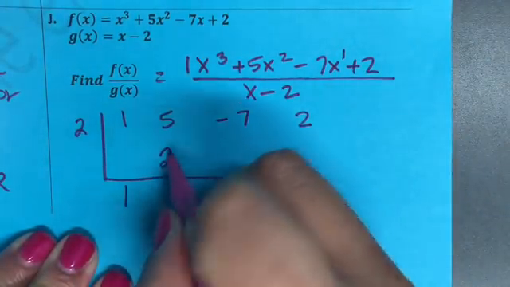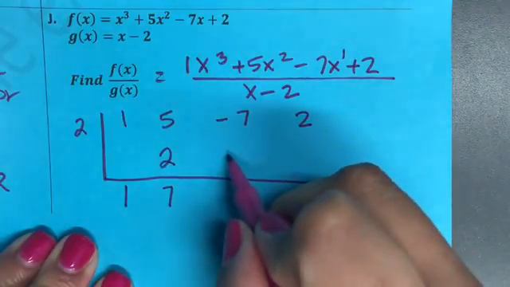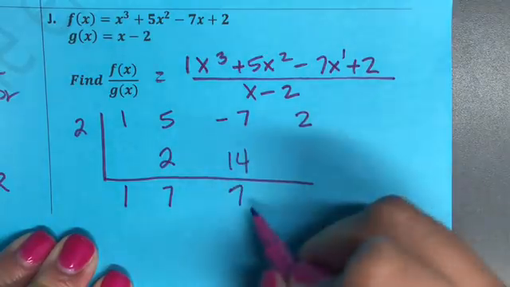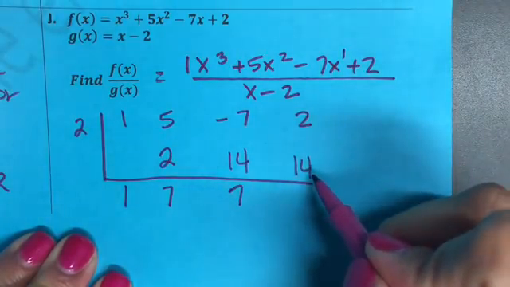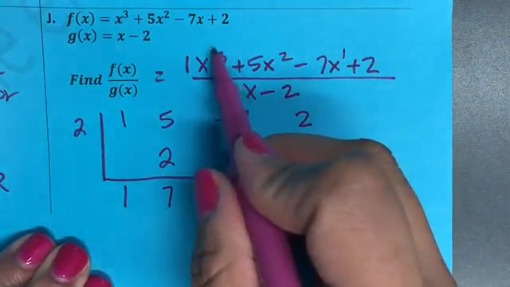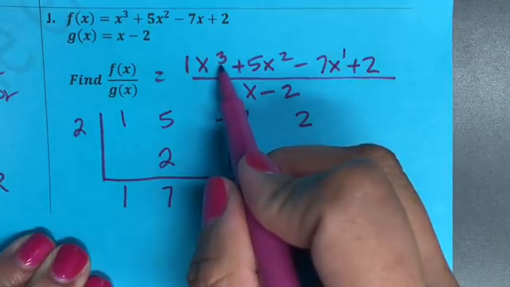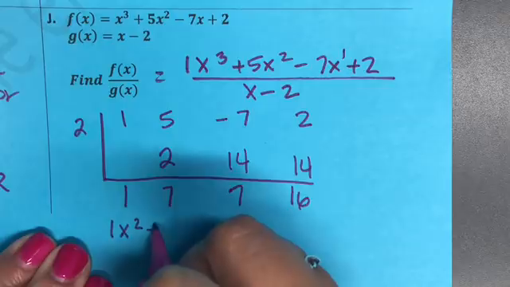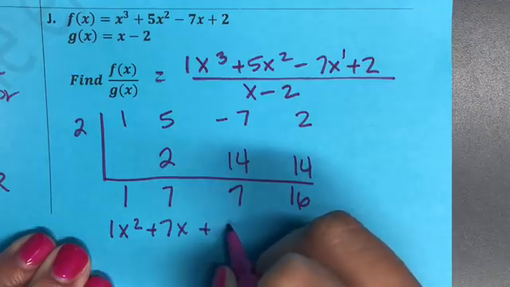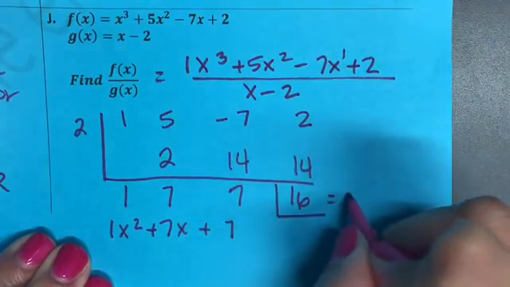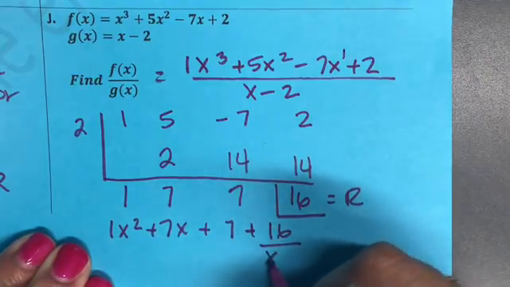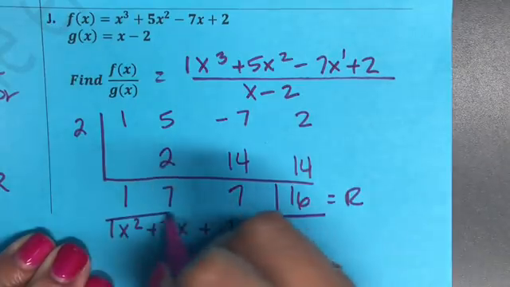So 1 times 2 is 2. Add those is 7. 2 times 7 is 14. Negative 7 plus 14 is 7. 2 times 7 again is 14. And then you have 2 plus 14 equals 16. So then, since that leading term is to the third, we're going to make this 1x squared plus 7x plus 7. Remember, this is going to be the remainder, plus 16 over the divisor of x minus 2. And this is our solution.